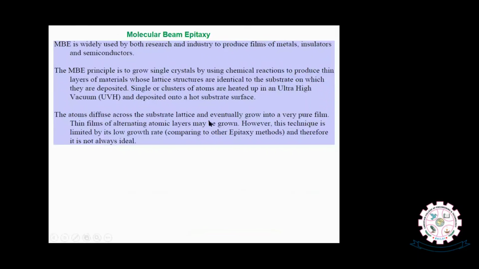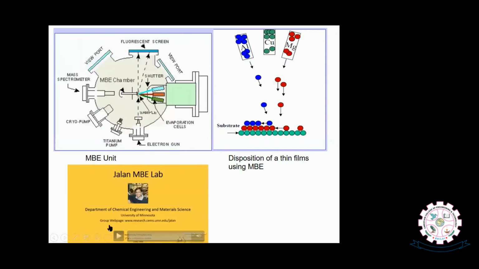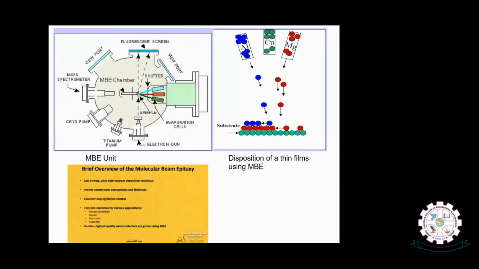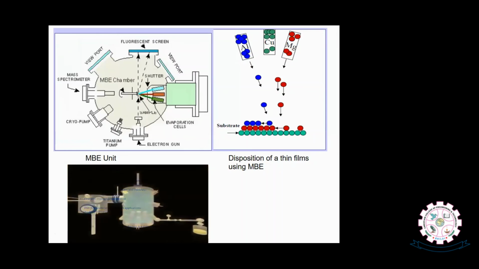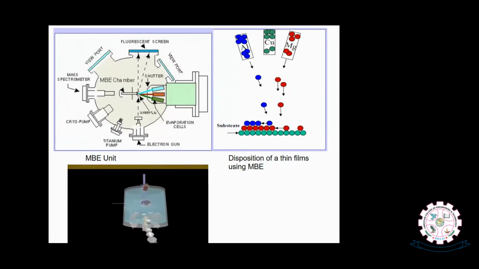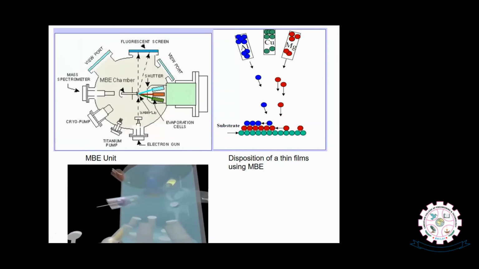Another is molecular beam epitaxy. So what is molecular beam epitaxy? I will just introduce you here. In molecular beam epitaxy, the system is a complex system where you will be able to do multiple depositions simultaneously. That is what happens here. So in this case, you can have a variety of film depositions possible.